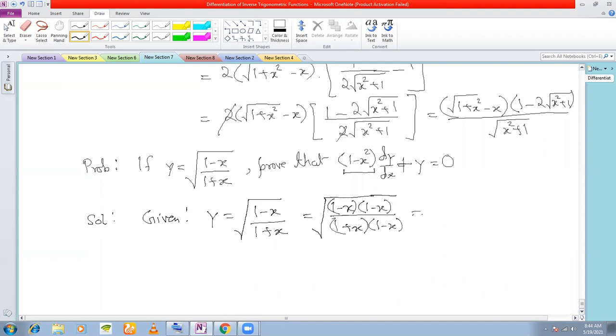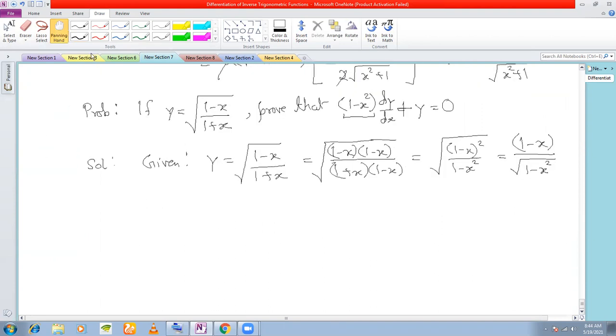Right? So now you'll get root of (1 minus x) whole squared by 1 minus x squared. So what are you getting here? 1 minus x by root 1 minus x squared, right? This is what you are getting. Now we can differentiate this by the u by v rule.